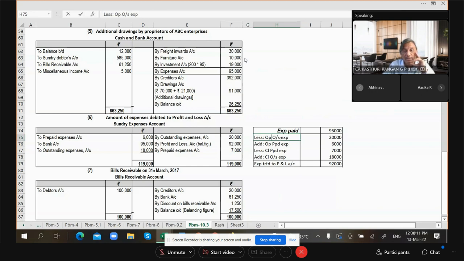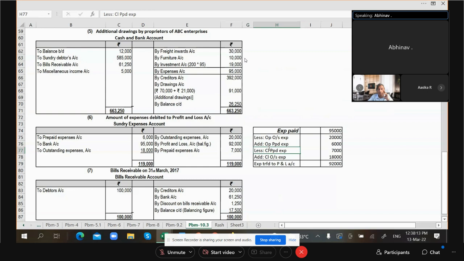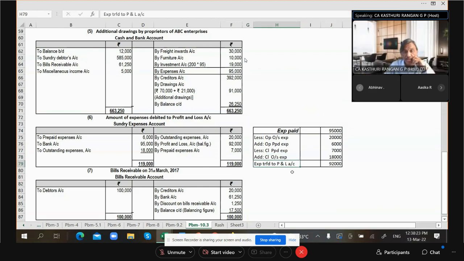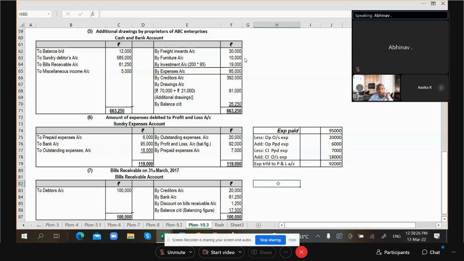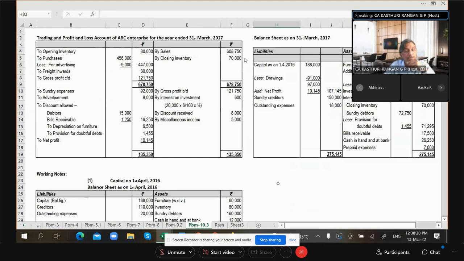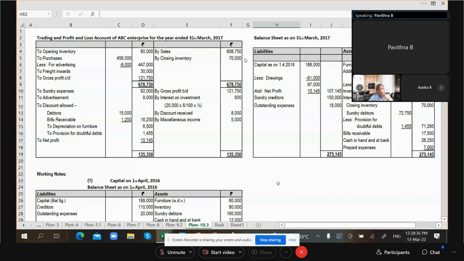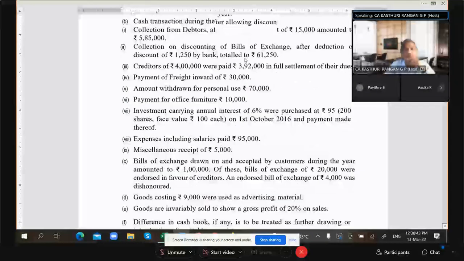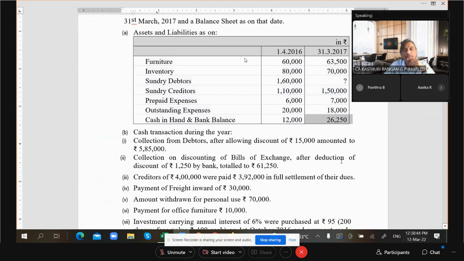Sir, one second, can you please show the closing balance sheet, sir? 31st March 2017. Okay, I will show. Thank you, sir. Closing balance sheet. Yes. In the cash account, in the closing balance 21,000, why should we take it as additional drawing? Closing balance is not 21. Closing balance is 26,250. That is given in the question itself.